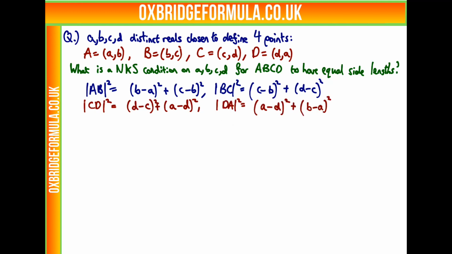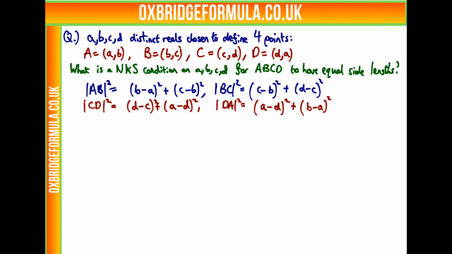Note that we don't have AC all squared and BD all squared, because when we define a quadrilateral we go clockwise, so A is joined to B, which is joined to C, which is joined to D, so there's no line joining A to C.